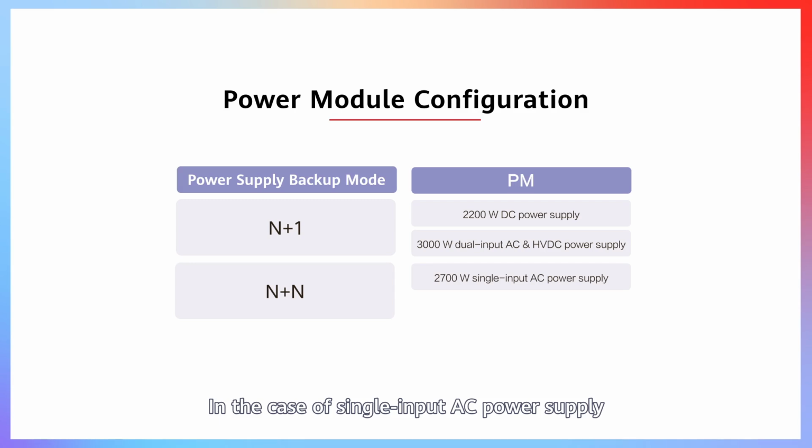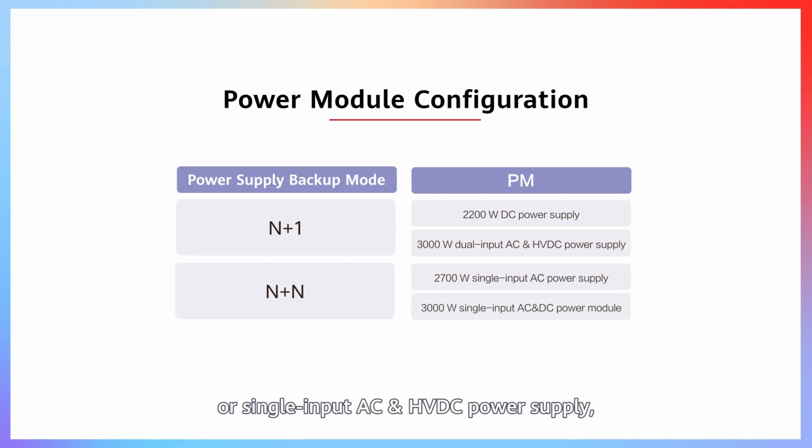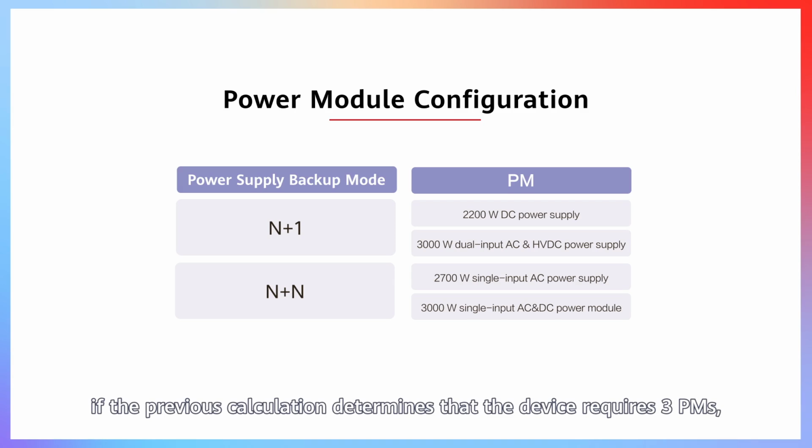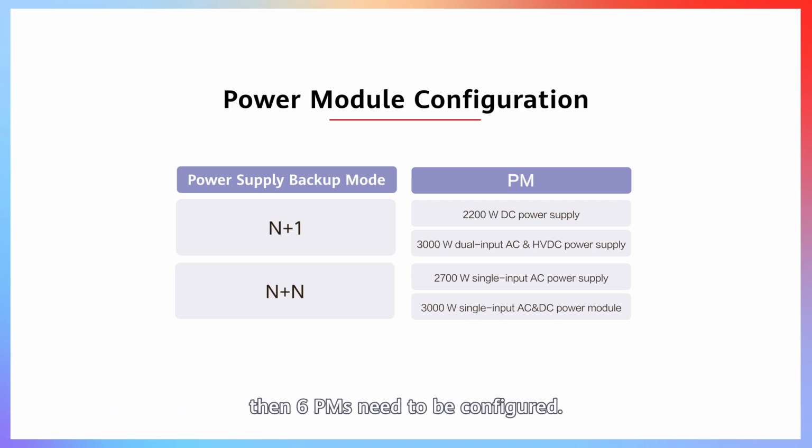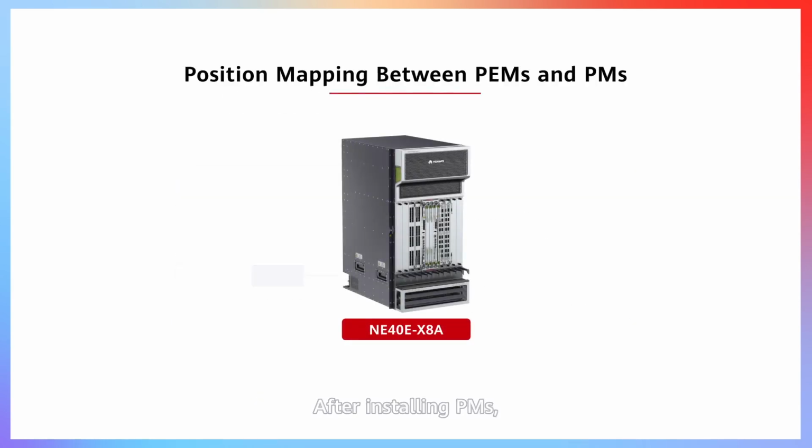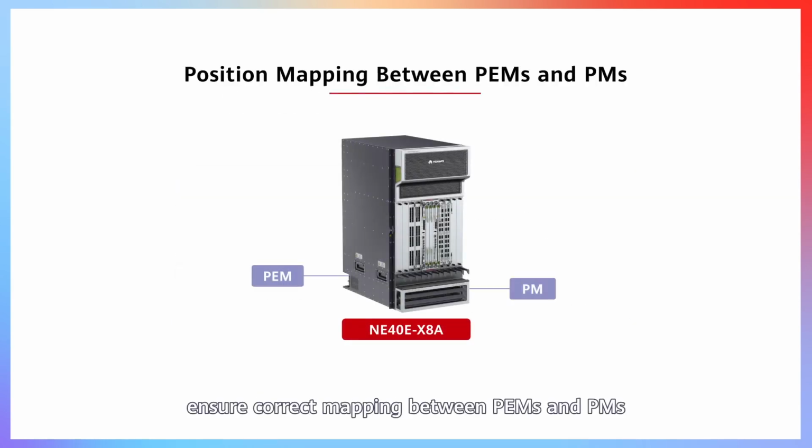In the case of single-input AC power supply or single-input AC and HVDC power supply, PMs support N+N backup. N represents both the number of working PMs and the number of backup PMs. For example, if the previous calculation determines that the device requires 3 PMs, then 6 PMs need to be configured. When all the N working PMs are faulty, the device can still work properly. After installing PMs, ensure correct mapping between PMUs and PMs when connecting power cables.